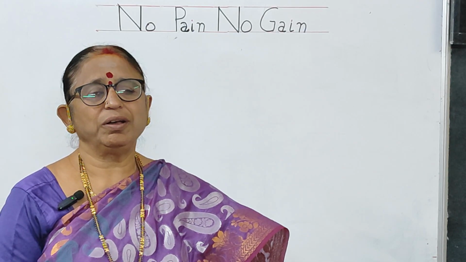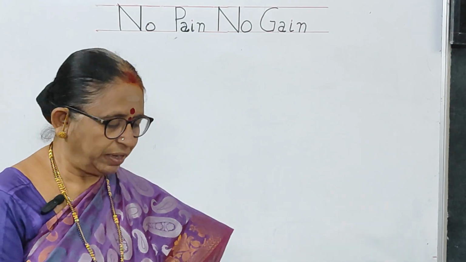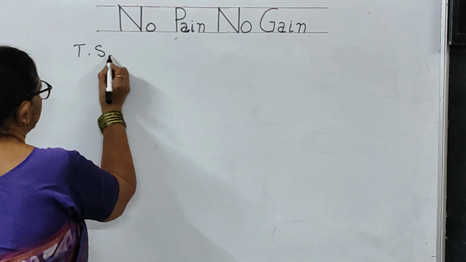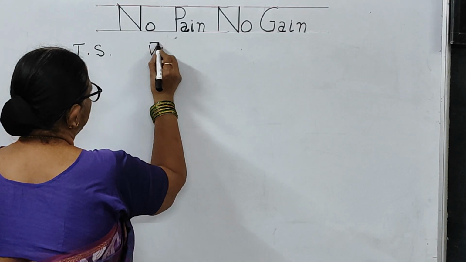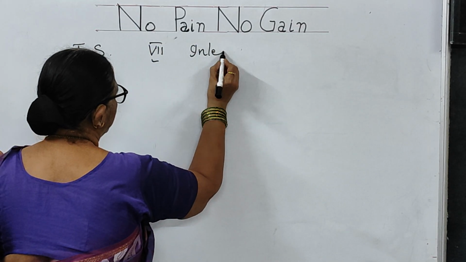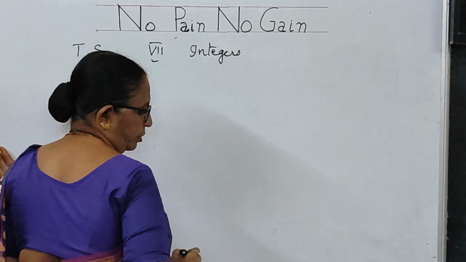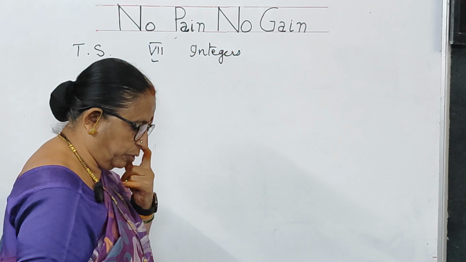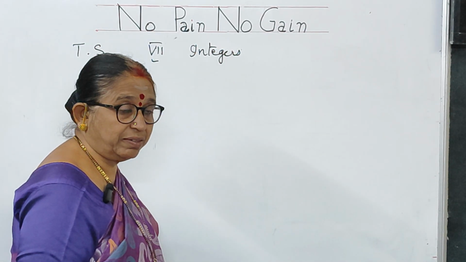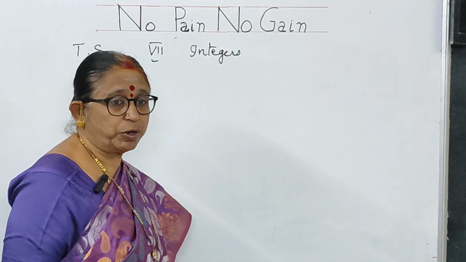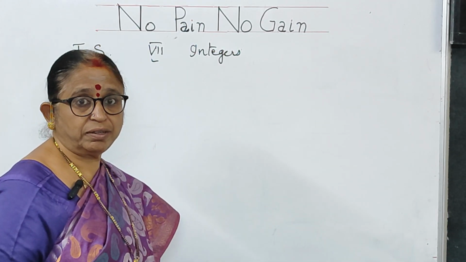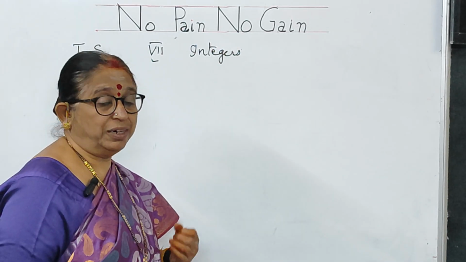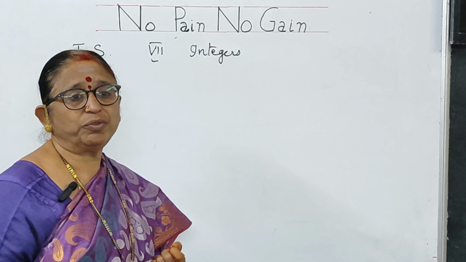Now let us come back to our studies. I am doing Telangana State Syllabus, 7th class portion. The topic that I am dealing with is integers. In the previous topic, I talked about various properties of divisions of integers, such as closure property, commutative property, associative property, division by 0, division by 1. All this we have discussed earlier.